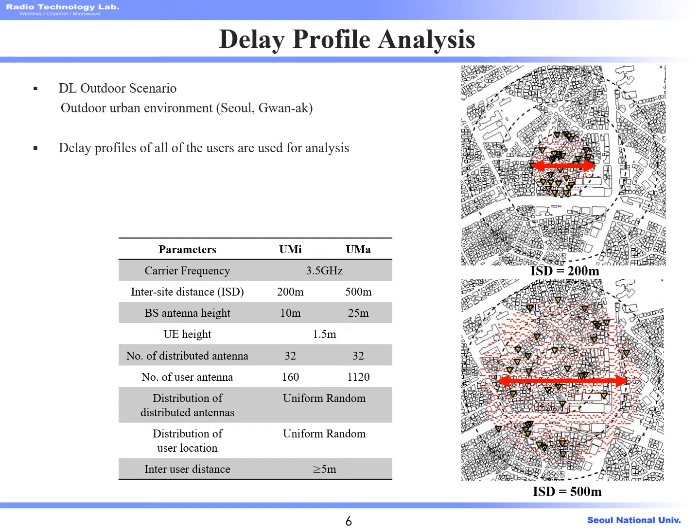The urban micro, which is abbreviated as UMi, has an intersite distance of 200 meters, and we considered 160 user antennas. For urban macro scenarios, the intersite distance is 500 meters, and we considered 1,120 users. All of the users and the transmitting antennas were distributed according to the uniform random distribution.